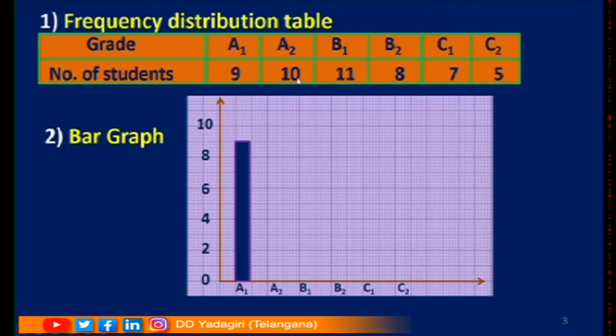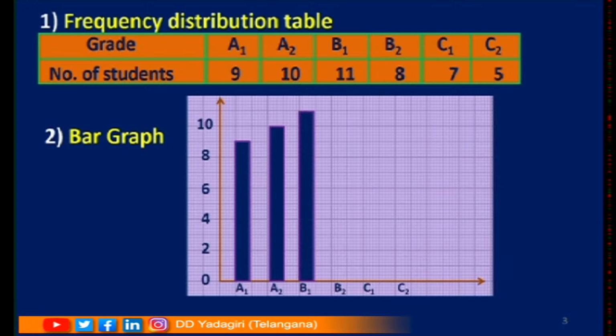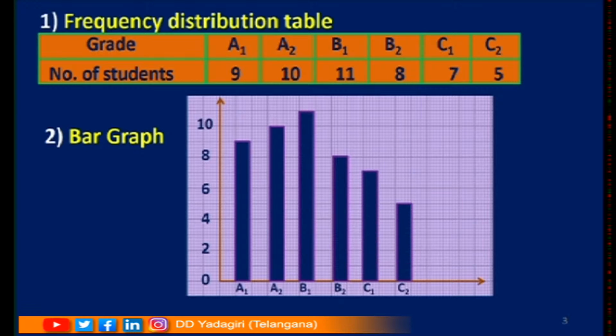Next A2, 10 students. B1, 11 students. B2, 8 students. C1, 7 students. C2, 5 students. Children, like this you can represent the given data using a frequency distribution table as well as a graph.